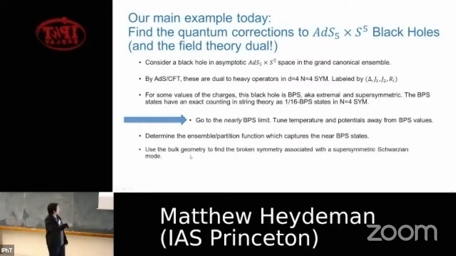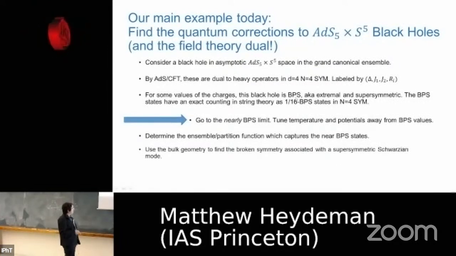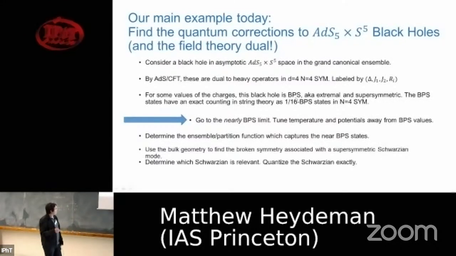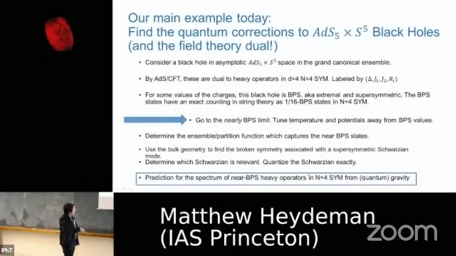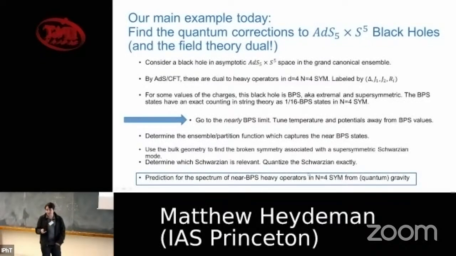And in order to determine exactly the setup of the problem, we want to use the bulk geometry, find the broken symmetry, and find the super-Schwarzian mode. So we'll determine what's relevant, quantize it, and then we'll ultimately give a prediction for the near BPS states of n=4 super-Yang-Mills using this low energy effective gravity description.